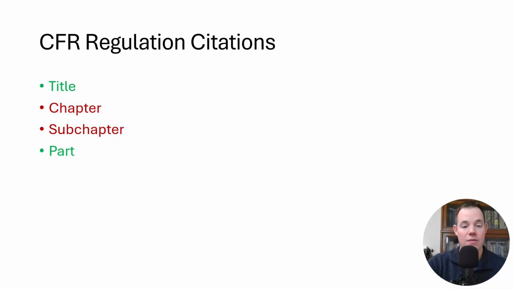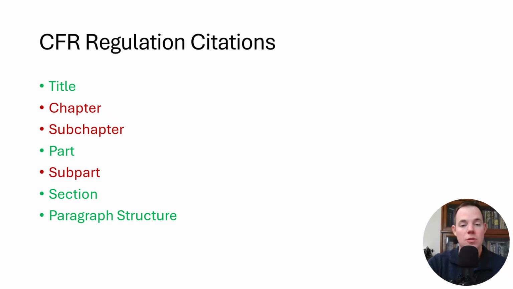And then we have the part, which we do reference. We do not reference the subpart. Once again, that's for finding the regulation, not citing it. And then we have the section. And the section is usually the whole name or the whole number of the regulation that we are citing. And then the paragraph structure. So we'll dig into the paragraph itself and pick down through that to the text that we're interested in.